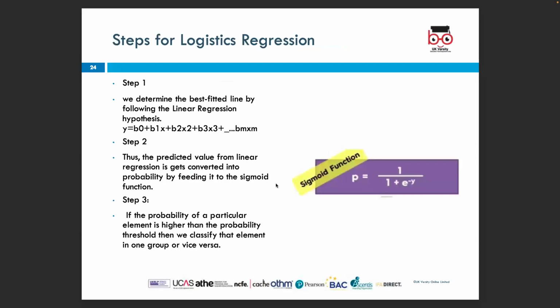Steps for logistic regression. Step 1, we determine the best fitted line by following the linear regression hypothesis. That's the formula. Step 2, the predicted value from the linear regression gets converted into probability by feeding it into the sigmoid function. Step 3, if the probability of a particular element is higher than the probability threshold, then we classify that element in one group or vice versa.